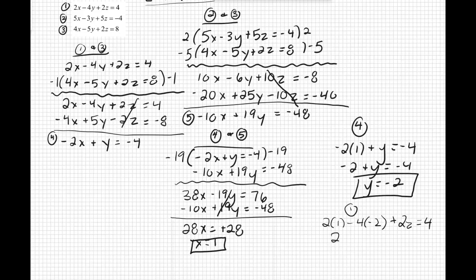So we end up with 2 plus 8 plus 2z equals 4. I know those are going to combine to 10, and I'm going to subtract 10 from both sides to get 2z equals negative 6, and dividing by 2, we get z equals negative 3.